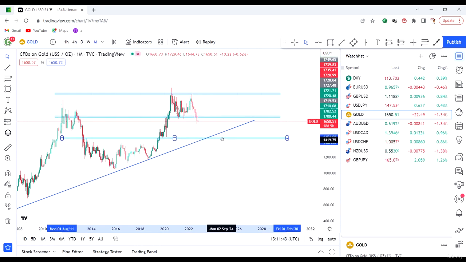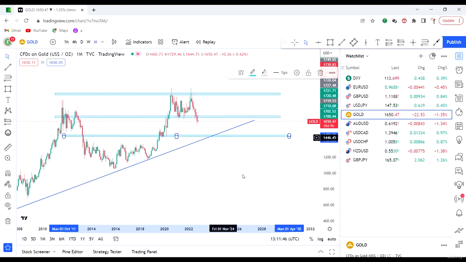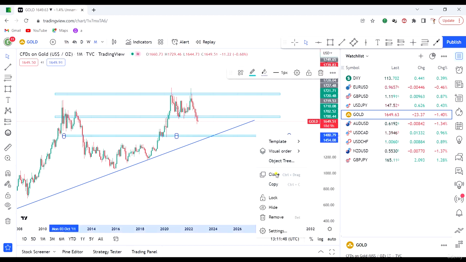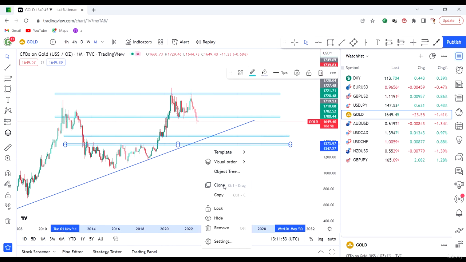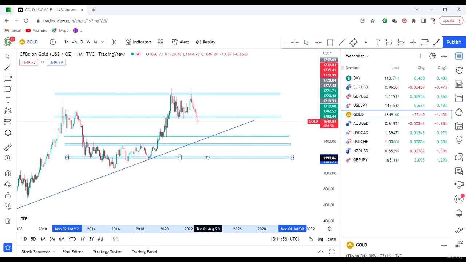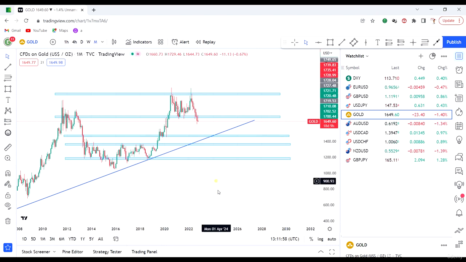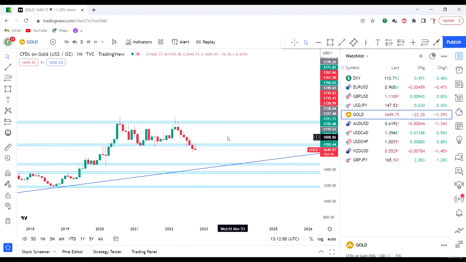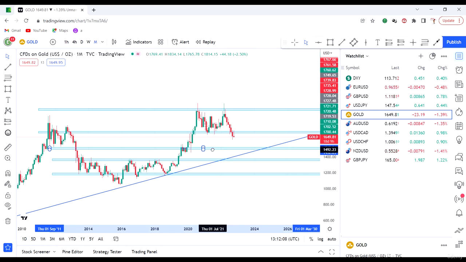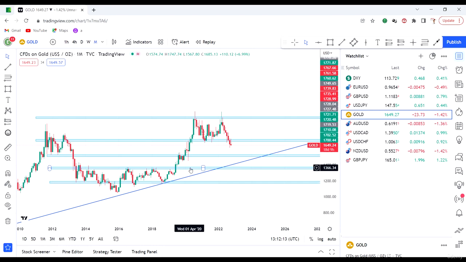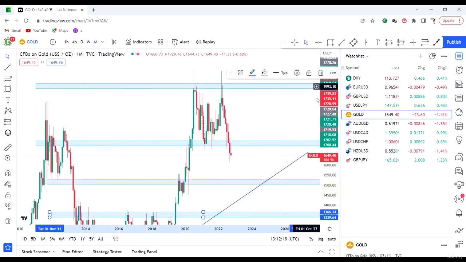Okay, we can see this other zone here. You can see this one here and see this one here. So these are the major zones, right? These are the major zones, and markets tend to react to these zones very well. Just move this one up a bit.